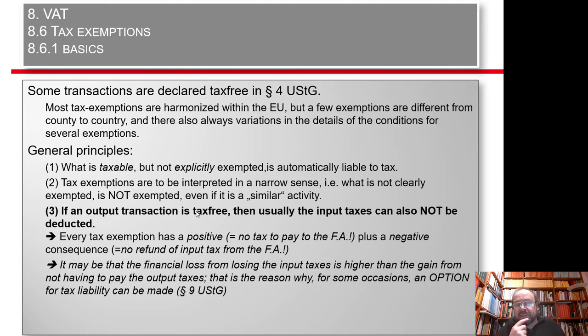Now, tax exemptions is the next step in the testing scheme. Some are declared as tax-free, and there are some basic rules. The most important is what is taxable but not explicitly exempted is automatically liable to tax. By the way, what I did not mention is if something is not taxable at all, then it cannot be freed from tax.